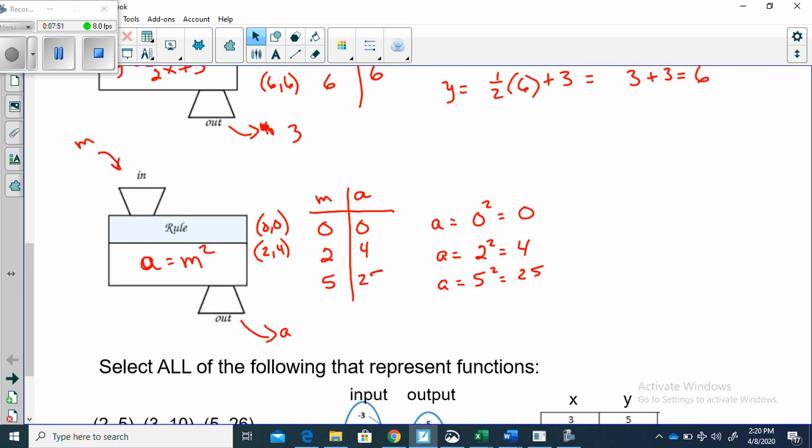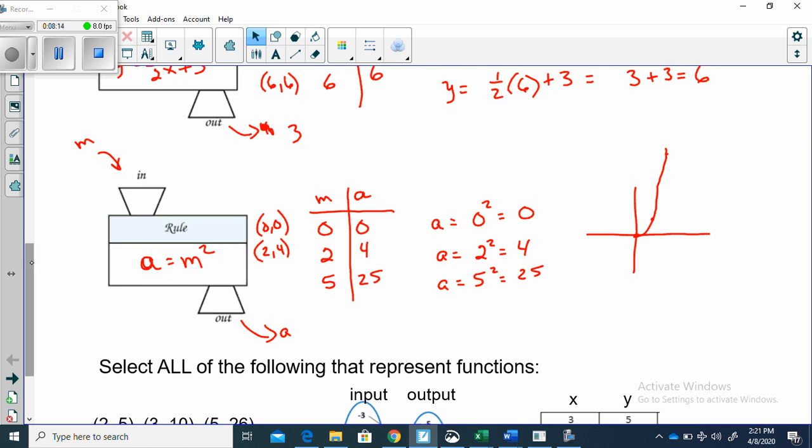Okay? If I actually plotted this one, it's going to look like this. We start at 0, 0. We'll go over to 2, and we'll be going up 4. We go over to 5, and you'll be going up 25. Be way up here. You're looking at something that's going to curve, right? Going to go up like that. So that's not linear, but it's still a function.